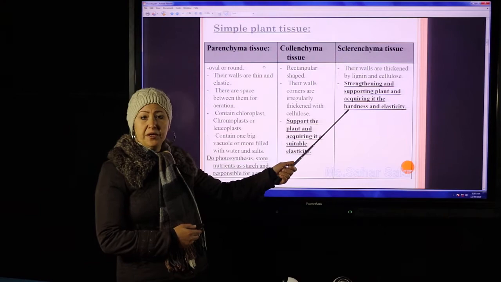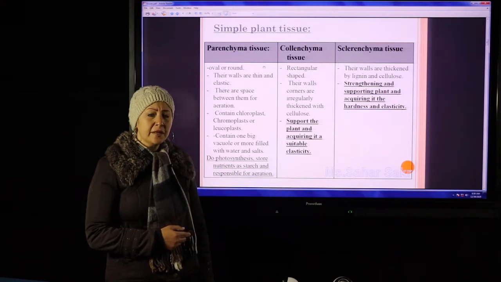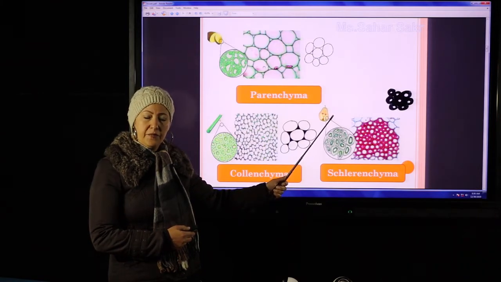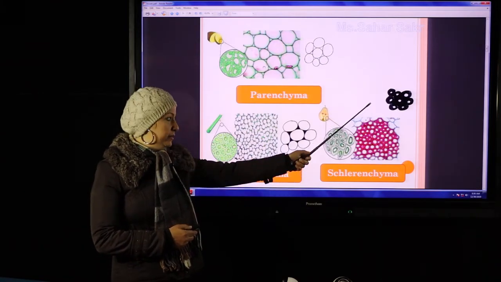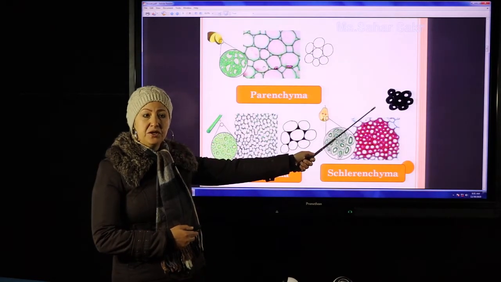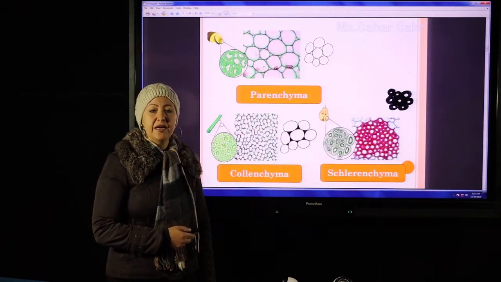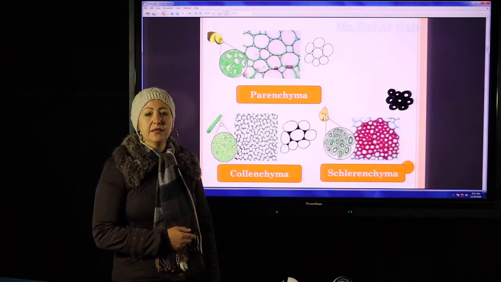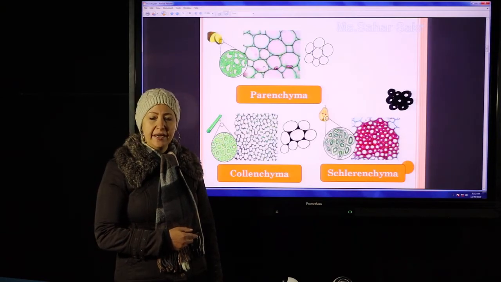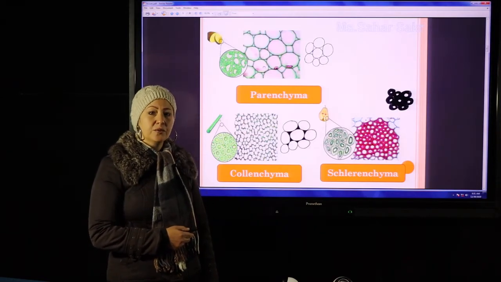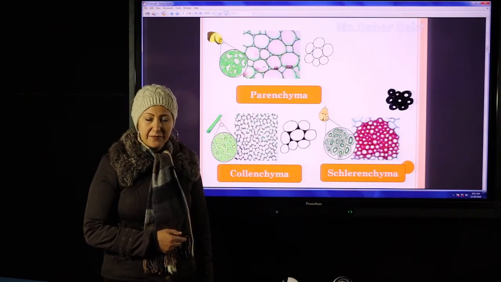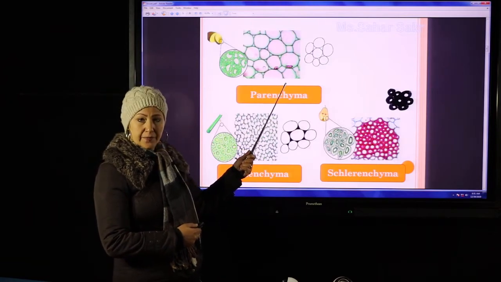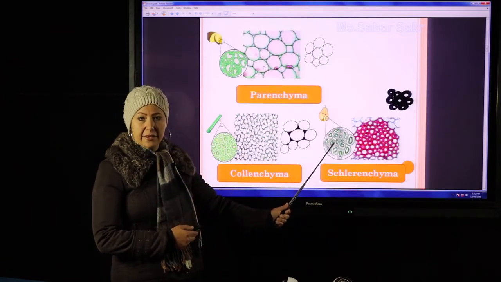The third type of tissue here is sclerenchyma. This type of tissue is characterized by very thick walls. They are thickened with cellulose and lignin, like this one. So the main function here also is that it gives the plant mechanical support, elasticity and strength to protect the plant against the action of the wind. We call this type mechanical support of the plant. Okay, so we have three types of simple tissues in the plant: parenchyma, collenchyma, and sclerenchyma.